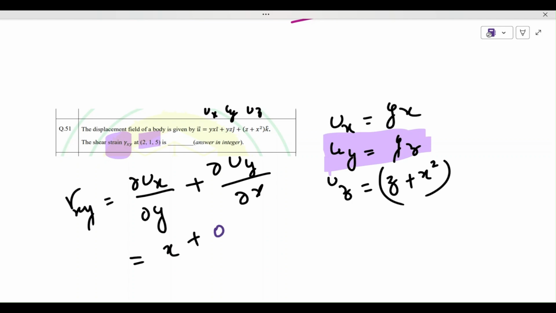Now we have to find the value at the point 2, 1, 5. So here x is 2. So that is your final answer, in integers, that is 2. So that's a simple logic and clean math.